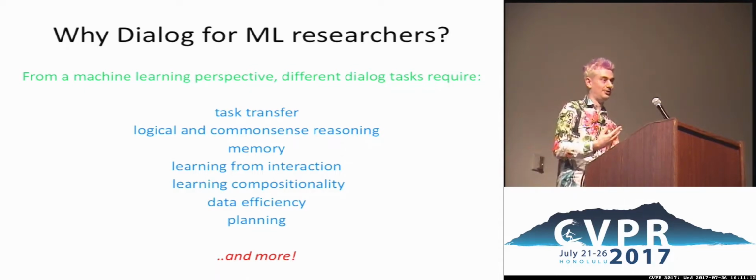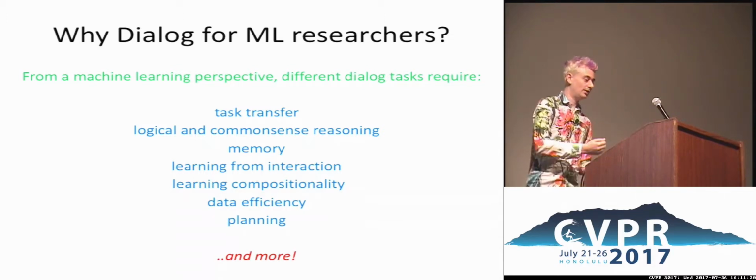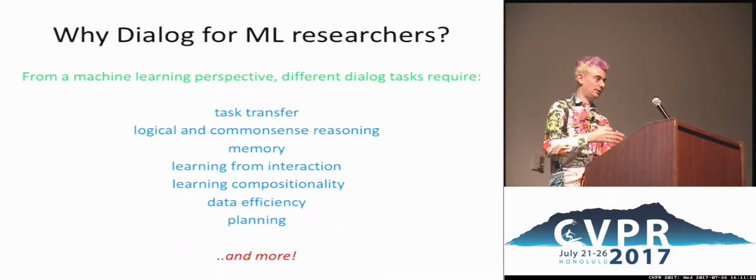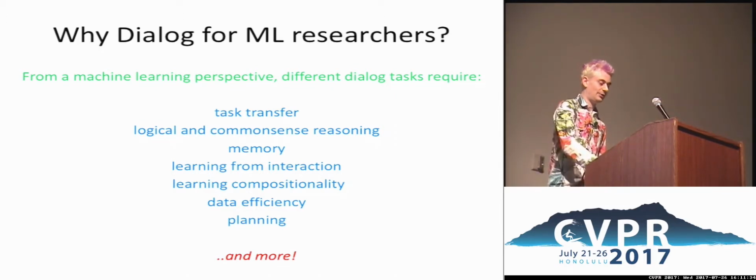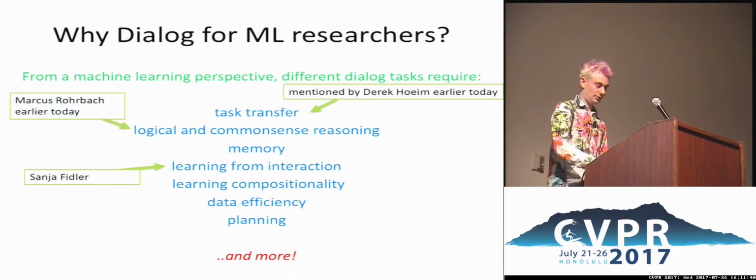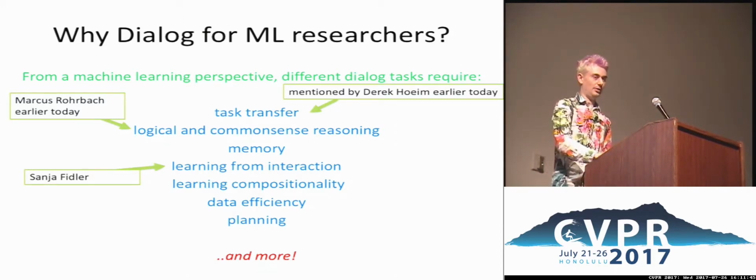What about machine learning researchers? Somehow those learning algorithms are driving both of those. I see dialogue as a really awesome testbed for all the subtasks in ML that we haven't fully solved yet. I've listed some of them here: task transfer, logical and common sense reasoning, memory, learning from interaction, learning compositionality, planning, and so on. Here I just put a few talks from today that mentioned or addressed some of those to some degree.